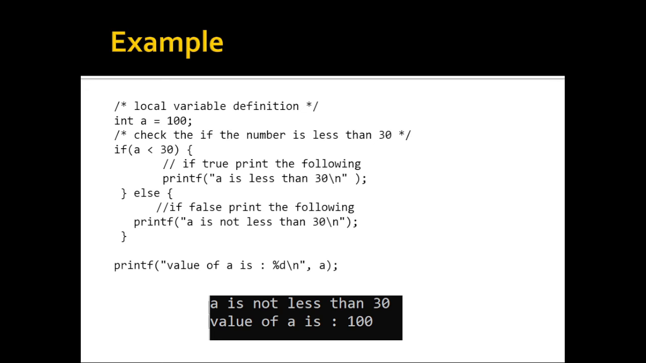What if, let's say this is 10? If this is 10, this one is true, so it will print a is less than 30. After that, it will jump to the statement below the if statement. This is the whole block of our if statement. So after doing this, it will go to this line and print value of a is 10, for example, if a is equal to 10.